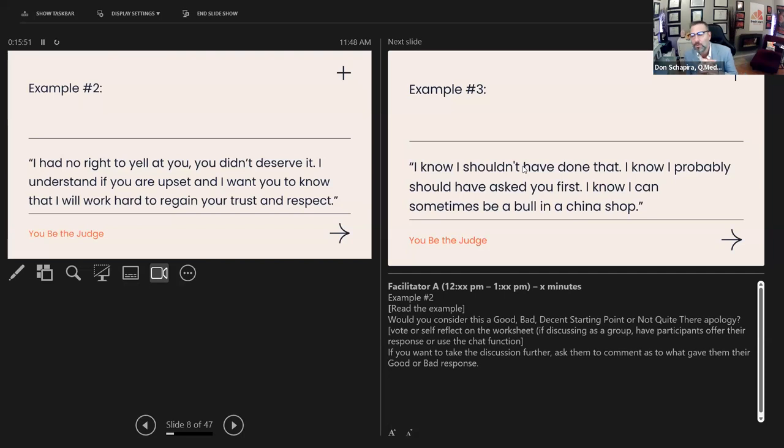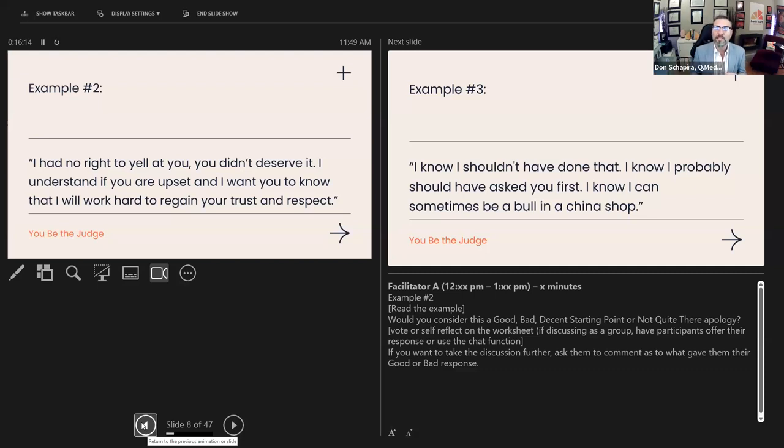Where we started moving with these three apologies in terms of being able to train and see the reactions, there's one thing missing from example two that is in example one. Nowhere in example two are the words, I'm sorry, or I apologize.